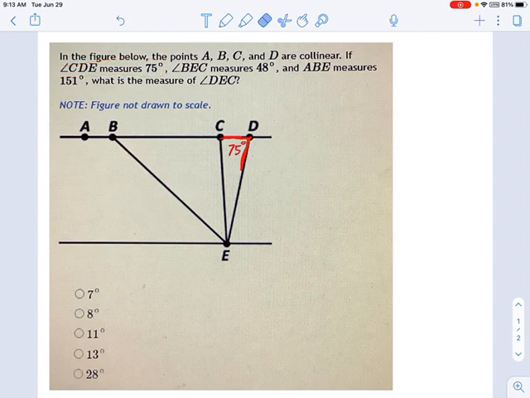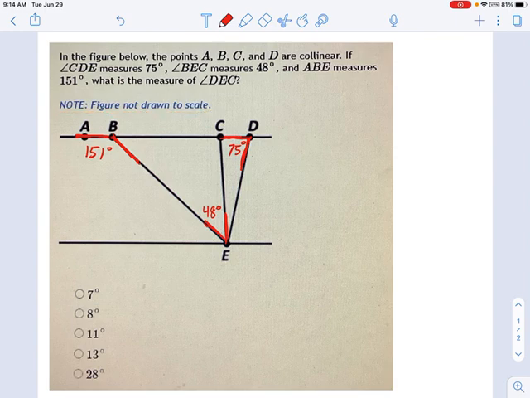And we're told that BEC measures 48 degrees. BEC. Okay, so what is that? That is this angle right down here. That's 48 degrees. And if you're taking a test and you're allowed to write on the paper, I would encourage you to do that because that makes this a lot easier if you can see the numbers written down in a picture. And then ABE measures 151 degrees. Okay, so what is ABE? That's this guy over here, this wide open angle. And if you note in the picture, it says figures not drawn to scale. I would keep that in mind when you're doing these sorts of problems.